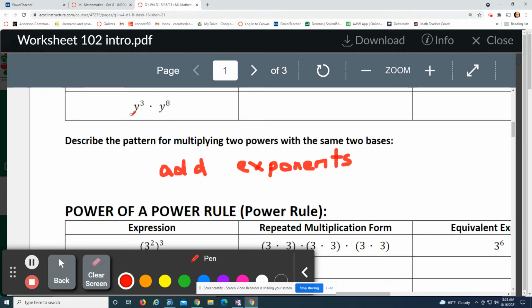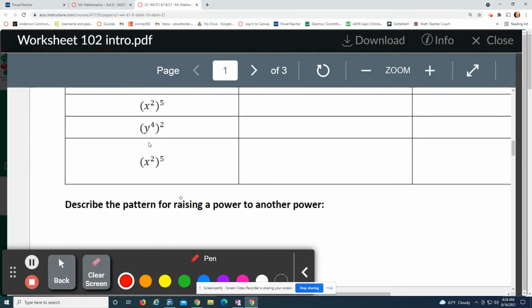So when I'm just straight multiplying, I add the exponents. But when I'm doing an exponent to an exponent, I'm going to multiply them. So when I multiply numbers that have exponents, I really add the exponents. When I'm doing an exponent to an exponent, I'm going to multiply them.